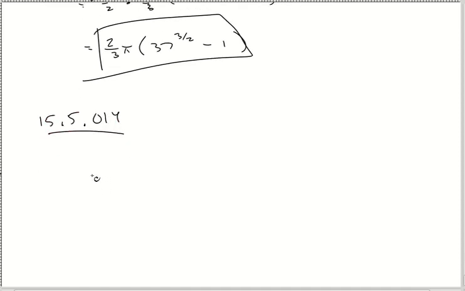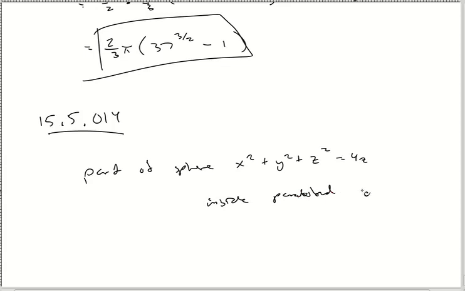15.5.014. So they're wanting the surface area here of part of a sphere, and this sphere is really weird. I'll show you what I mean by this. x squared plus y squared plus z squared equals 4z. And then they also say that it has to be inside the paraboloid z equals x squared plus y squared.